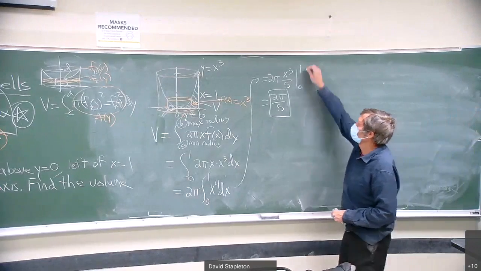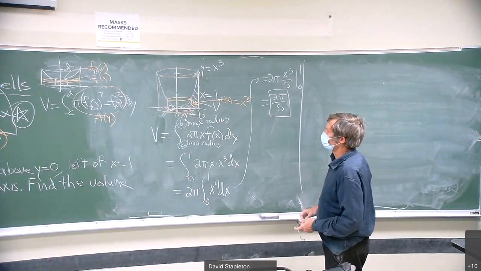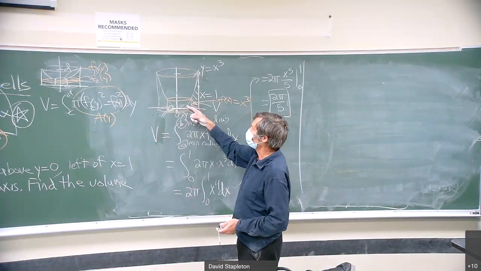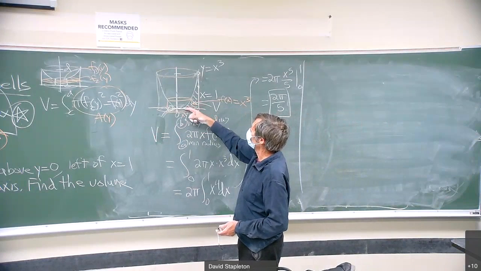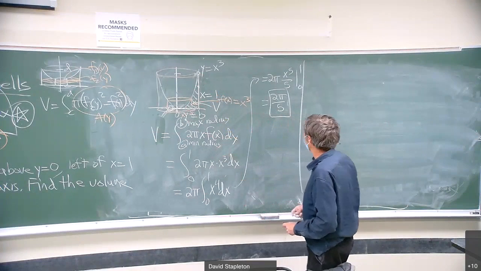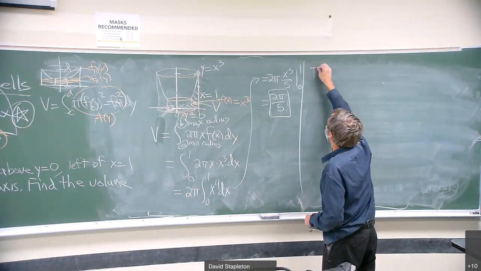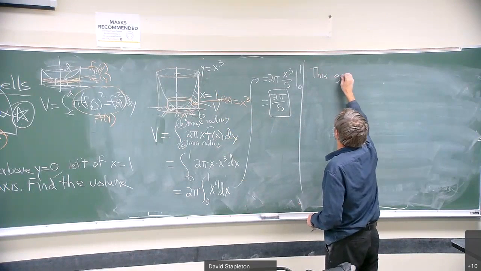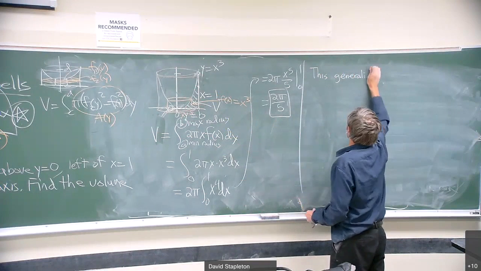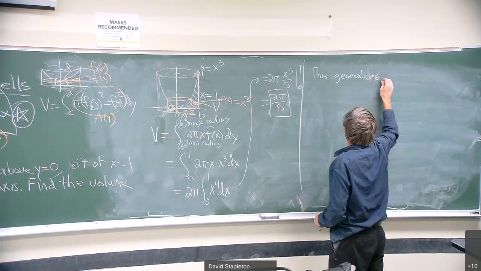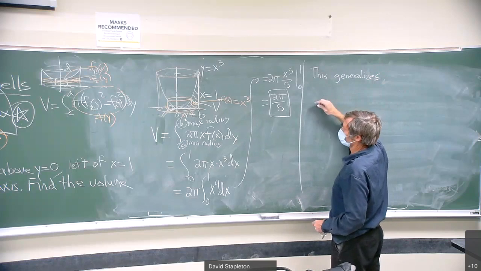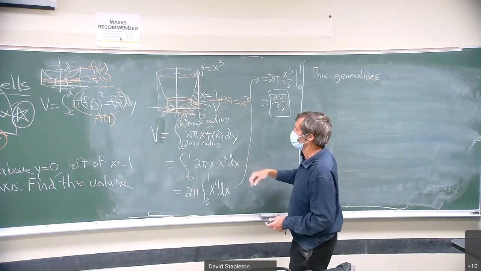Now I want to step it up just a little bit more. You can see from this that you really don't have to do what's in the theorem there, 2 pi x f of x. If you're bounded instead on top by a top curve and on bottom by a bottom curve, you can generalize this formula. This generalizes when the bottom is not the x-axis. And you can use the similar formula, just remembering 2 pi radius height.